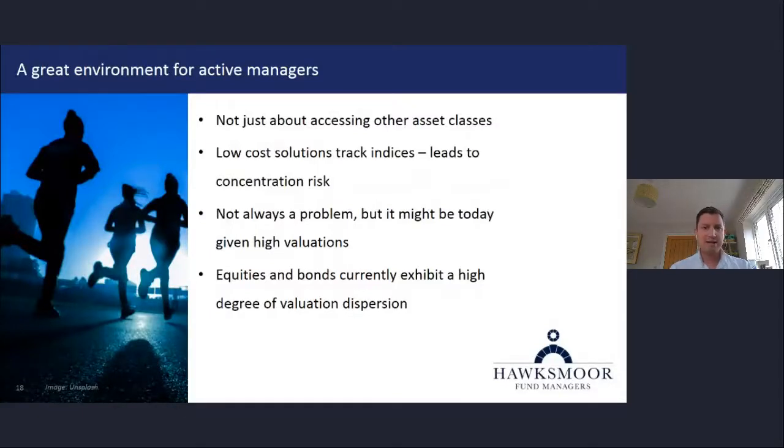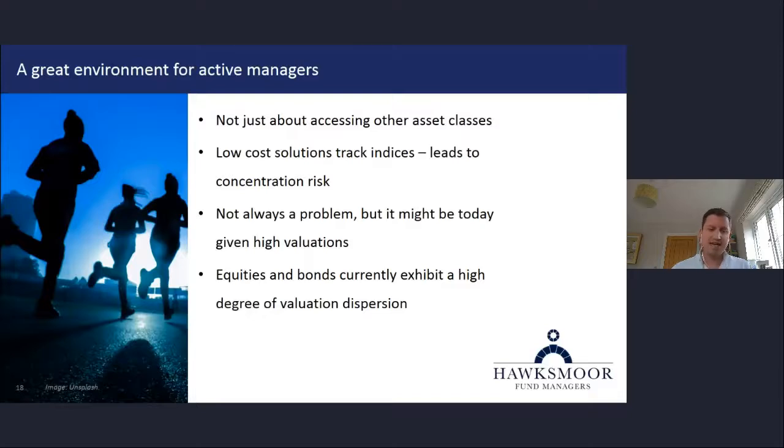It's not always the case. The composition of indices ebb and flow through time. But right now, as Dan mentioned, the concentration, for example, in US equities via the S&P 500 is extremely high. And it could mean that a supposedly diversified multi-asset solution that has high weightings to a passively oriented index could have quite high weightings in a couple of US stocks. That's not necessarily a problem, but it is if those particular stocks are very highly valued, as we believe is the case today.